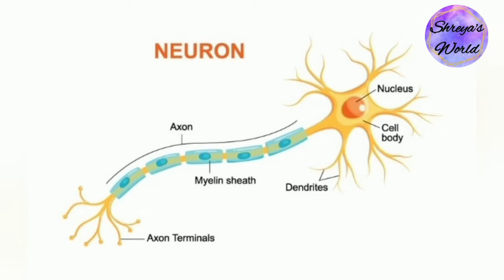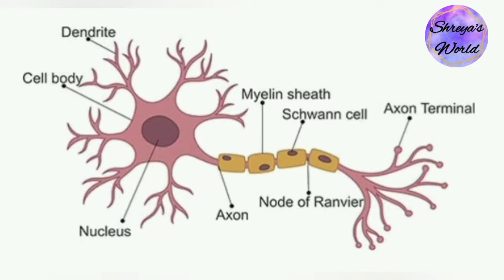Now let's talk about the structure of neuron. A neuron varies in shape and size depending upon their function and location. All neurons have three different parts, that is, dendrites, cell body, and axon. So let's discuss the different parts of neurons. First, let's talk about dendrites. These are branch-like structures that receive messages from other neurons and allow the transmission of messages to the cell body.